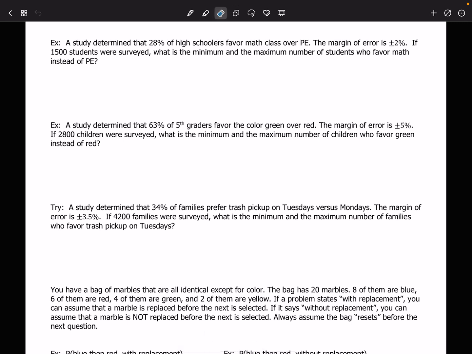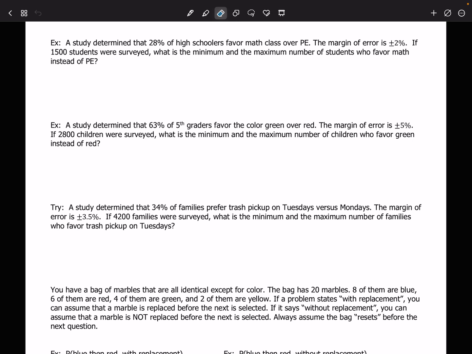In this video, we are going to work with probability and calculate the minimum and maximum number of people in a particular study who favor a certain situation. So in this first example, a study determined that 28% of high schoolers favor math class over PE. 28% of all the high school students that they surveyed favor math class over PE.